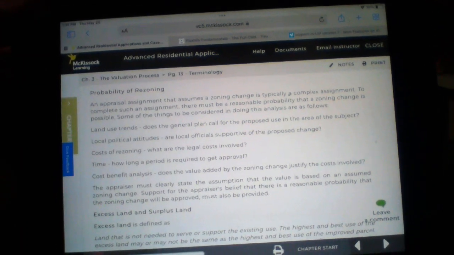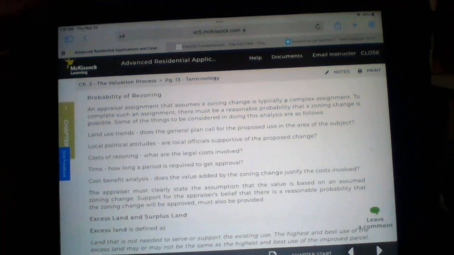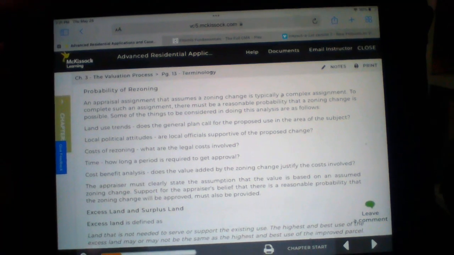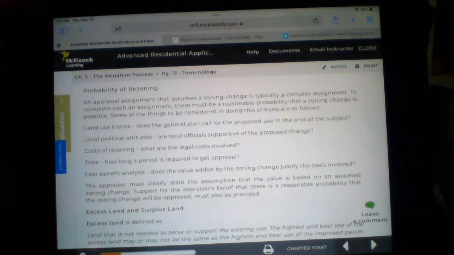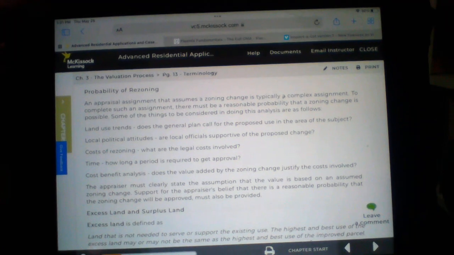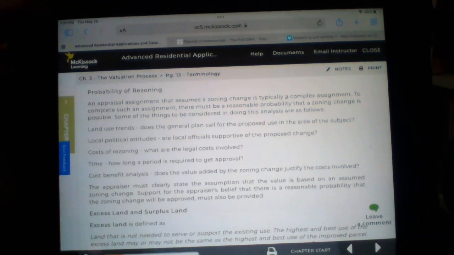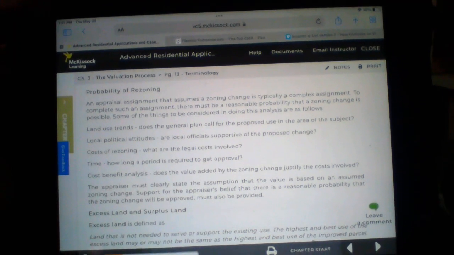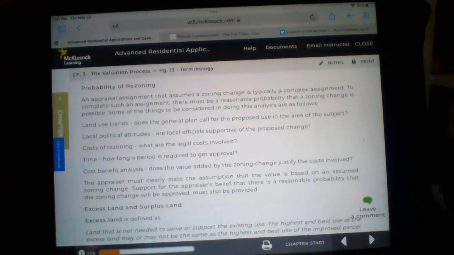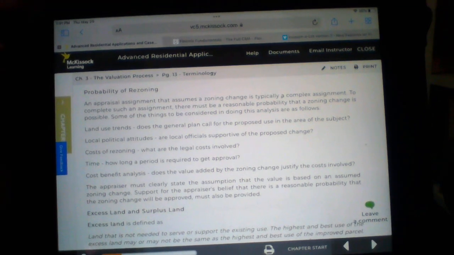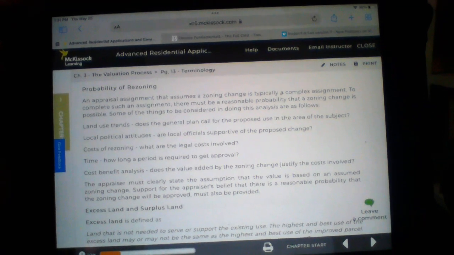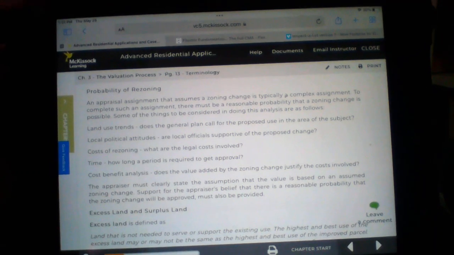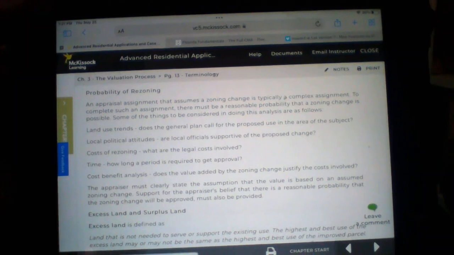Probability of rezoning. An appraisal assignment that assumes a zoning change is typically a complex assignment. To complete such an assignment, there must be a reasonable probability that a zoning change is possible. Some of the things to be considered in doing this analysis are as follows.